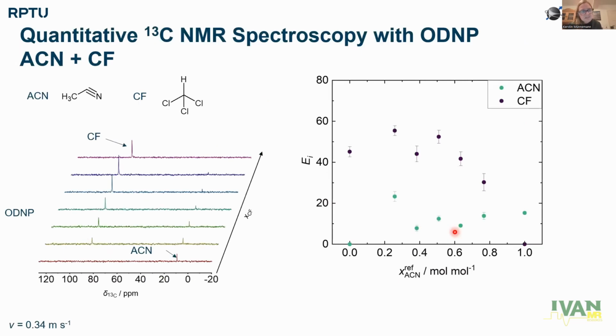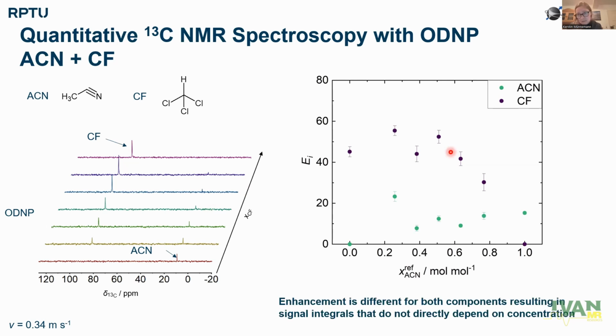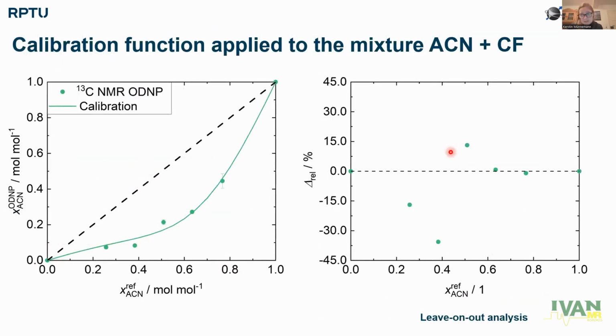So that's again the mixture of acetonitrile and chloroform. Here is pure acetonitrile, and this is pure chloroform. And I can't show you the thermally polarized spectra here because we couldn't measure them, of course. But you see that we have quite good signal to noise in the hyperpolarized spectra. And as we have known already, of course, the enhancement in chloroform is much better. So we really need the calibration function here.